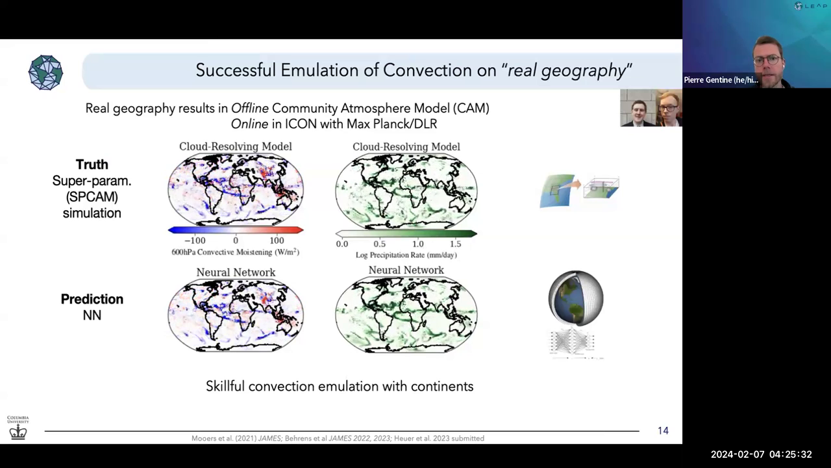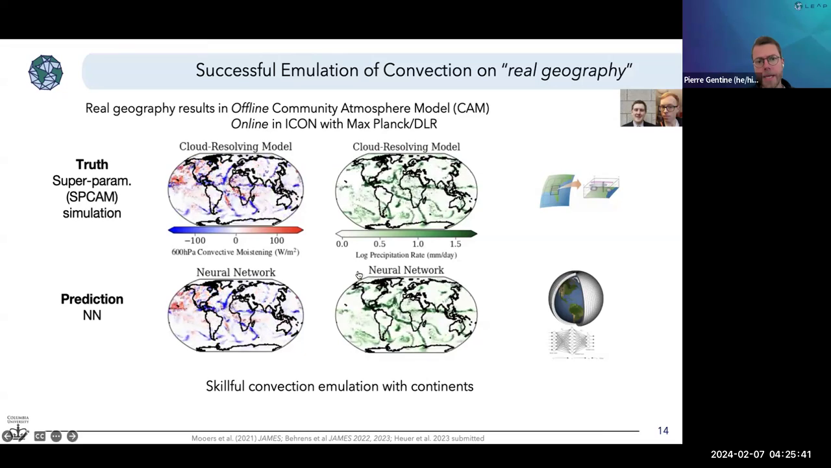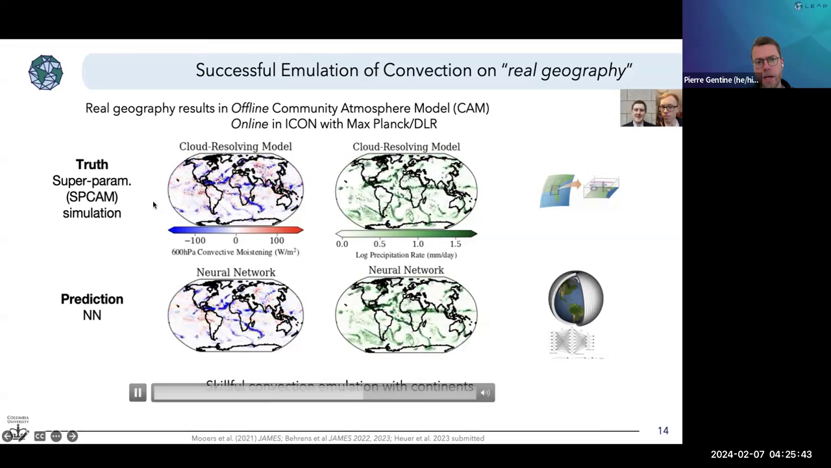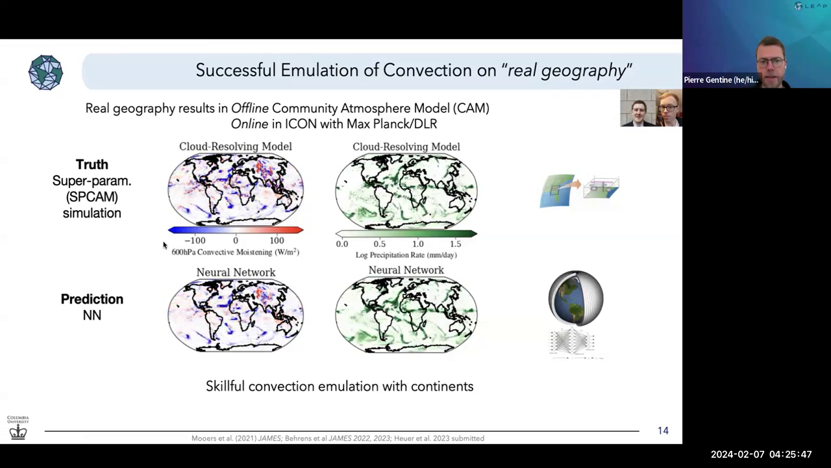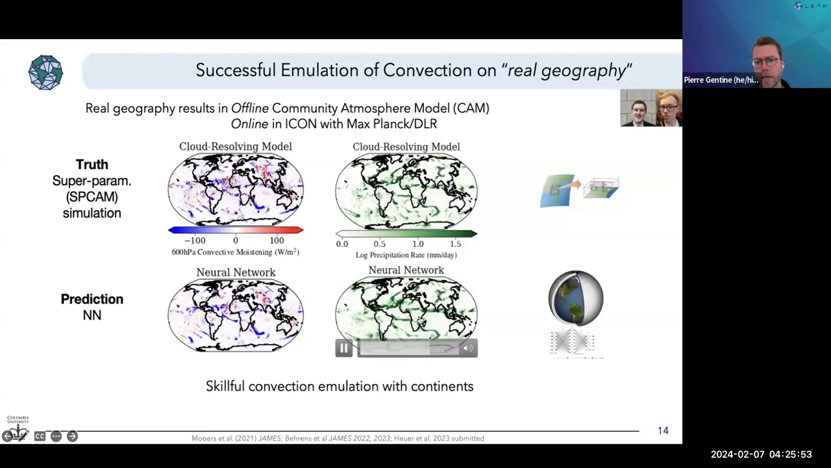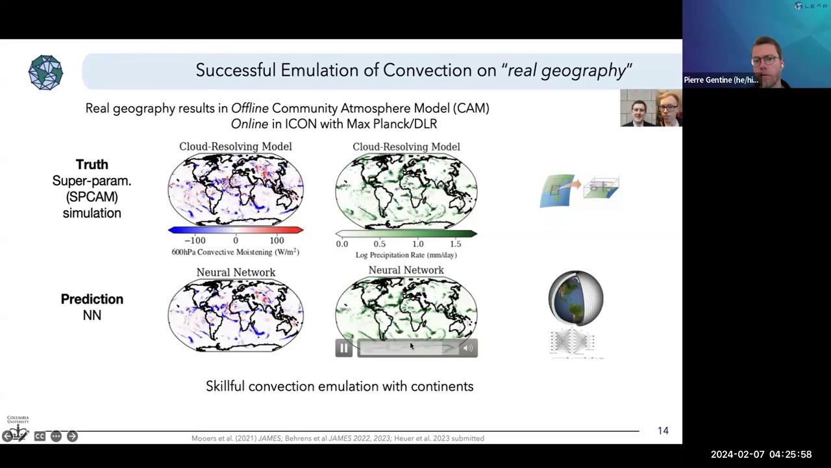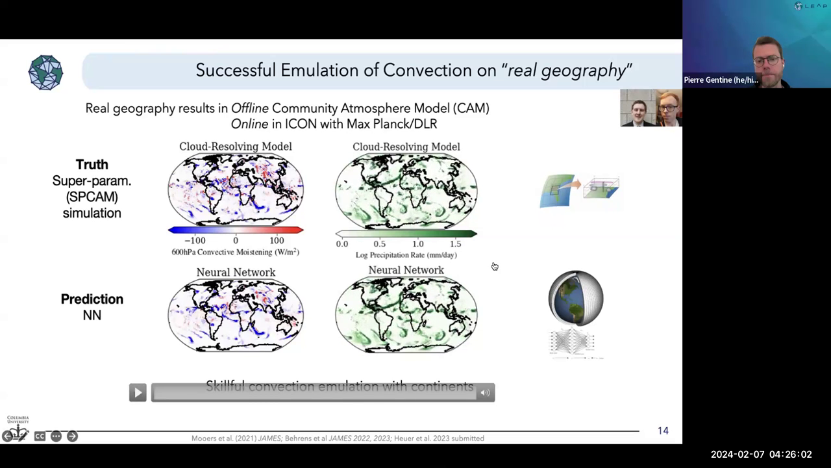This is here looking more at snapshots with a real geography, where we are running the simulation at every time step, every 30 minutes. And here you can see the truth at the top, again this high resolution simulation, which is coarse grained here, and the prediction of the neural network at the bottom. You can see that there's very strong agreement between the two, whether that's for the moistening rate in the atmosphere or for precipitation at the surface here, which is pretty accurate, you could say.